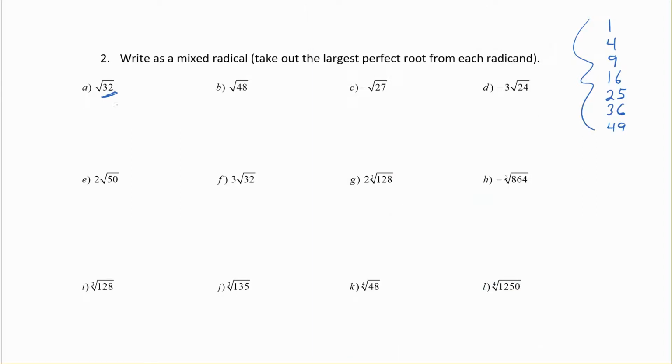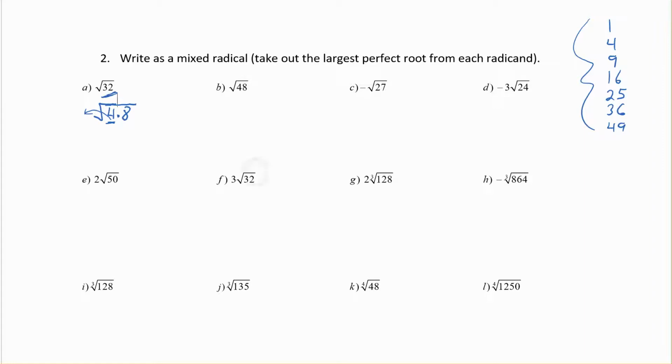So instead of square root of 32, I'm going to write this as the square root of 4 times 8. The whole reason I did this is that now that I've split this into 4 and 8, and 4 is a perfect square, I don't need 4 to be underneath the square root symbol anymore. I can take it out now, but when I take it out, I need to take the square root of it.